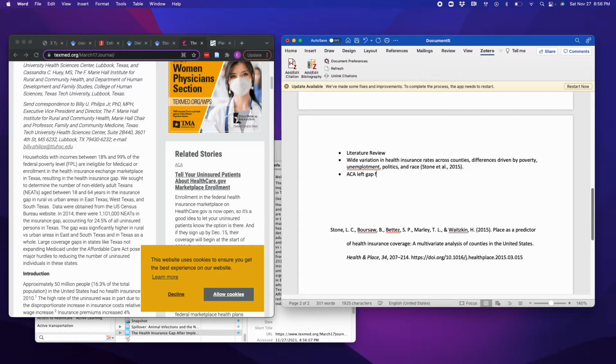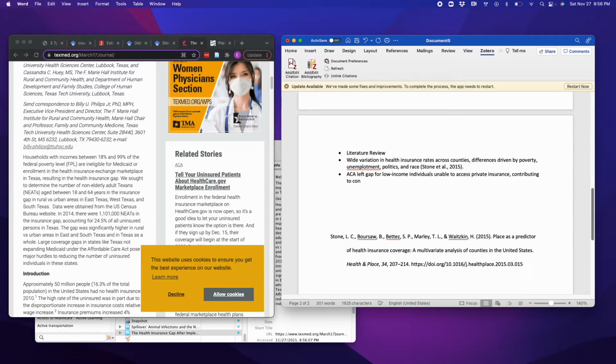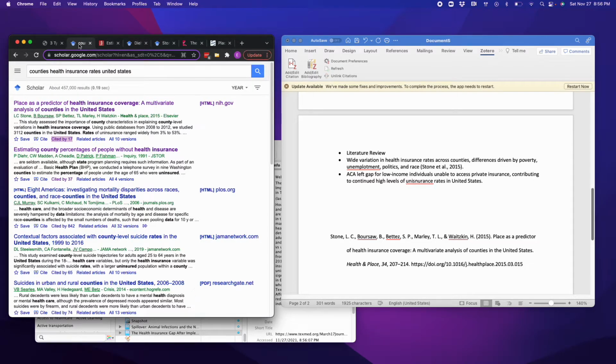ACA left gap for low-income individuals unable to access private insurance, contributing to continued high levels of uninsurance rates in the United States. And so I can go back and cite this. And so this is really the process of the literature review and getting a feel for the scholarly literature that's available.